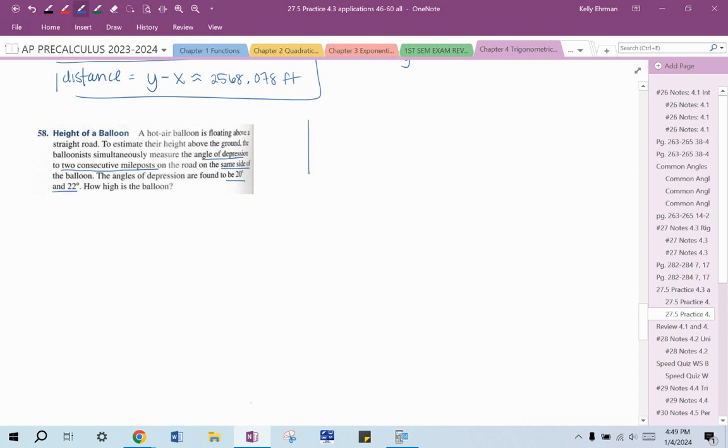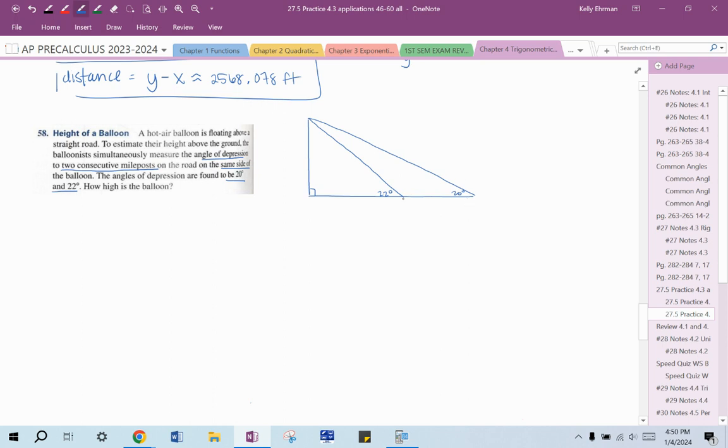So again, I'm going to draw that same scenario. Angle of depression to one mile marker, angle of depression to another mile marker. And that term mile marker is actually really important. Let's put our angles in here first. Oops, 22 degrees, the bigger angle has to be the steeper one right there. That's 20. Notice that you don't have any numbers for how many feet apart anything is, but if these are mile markers, it means that they literally are 1 mile apart.